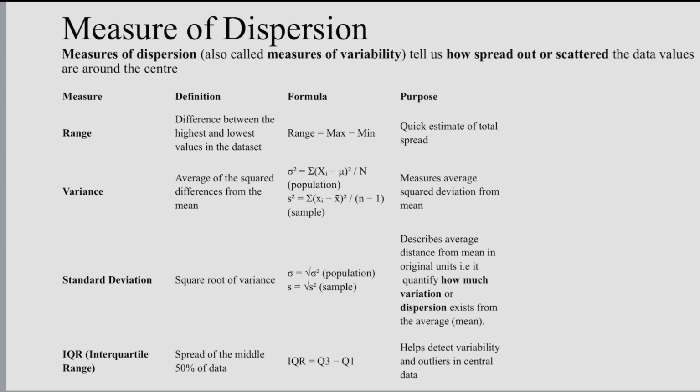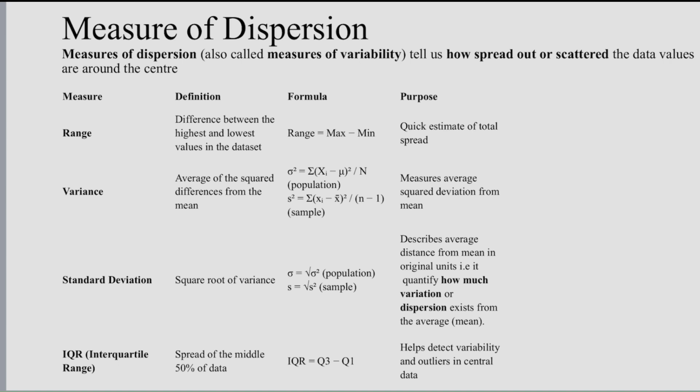Standard deviation describes how much variation or dispersion exists from the average, that is the mean. It describes the average distance from the mean in original units. When we calculate variance, we square the differences. That's why we don't get the average distance in the original units of the data, but to get that we have to take a square root again, and that's nothing but standard deviation. And what is interquartile range? It helps to detect variability and outliers in the central data, that is the spread of the middle 50% of data in a particular data set.